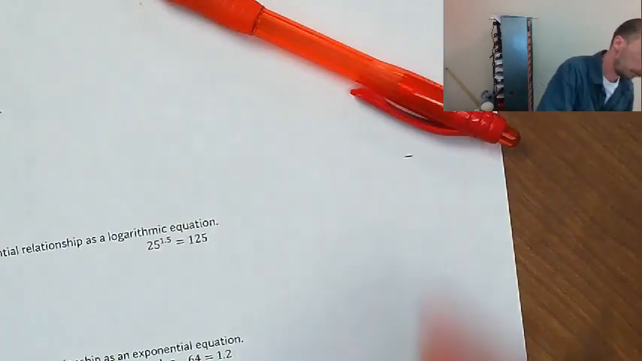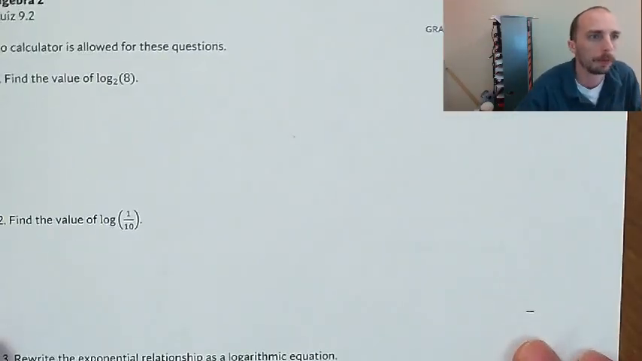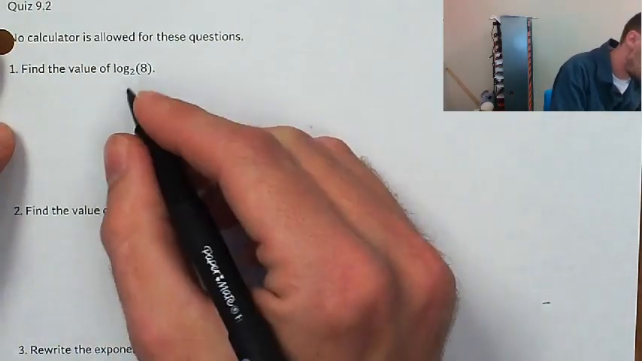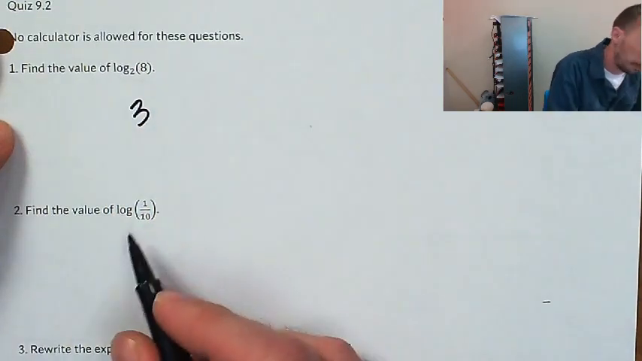So let's move on to Form B. All right, on this one, log base 2 of 8. What exponent do I raise 2 to get 8? Okay, 2 to the 3 is 8, so that'll be equal to 3.